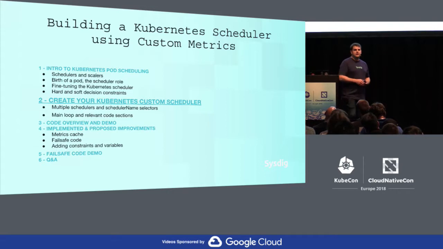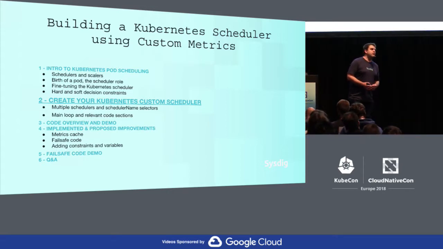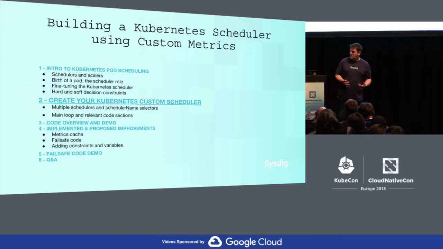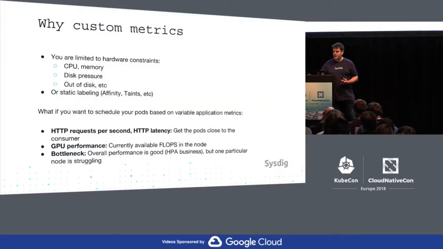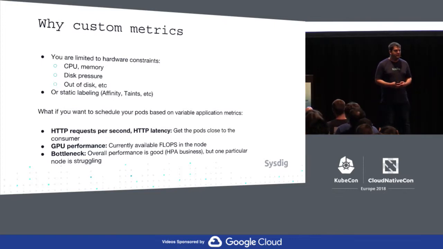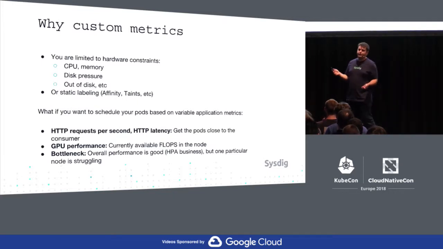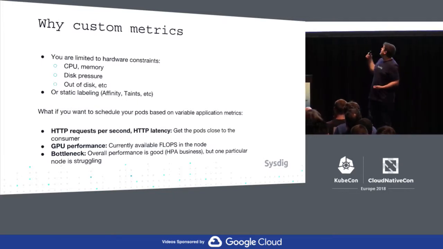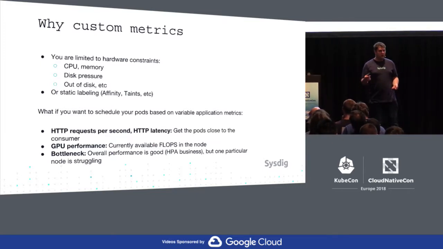So that's basically what you can do with the default Kubernetes scheduler. Let's go and create our own Kubernetes custom scheduler. Why? The first question is why would you want to do that, right? If you use the default scheduler, you are mostly limited to a set of hardware constraints like CPU, disk pressure, memory. There are 4 or 5 things.